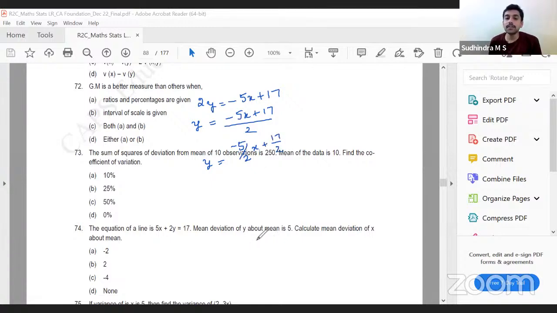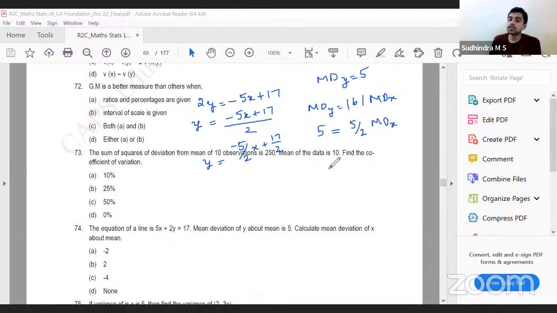Now they have given us mean deviation of y. MD of y is equal to 5. Now if y is equal to a plus b into x, I know mean deviation of y is equal to modulus of b into mean deviation of x. Mean deviation of y is given as 5. Modulus of b is 5 by 2 into mean deviation of x. So mean deviation of x is, sending 5 by 2 to the other side, into 2 by 5. This gets cancelled. Mean deviation of x is 2. Understood? That was question number 74.